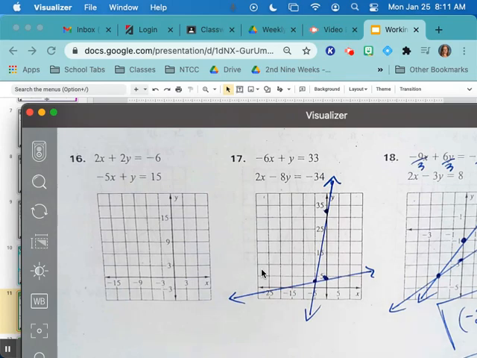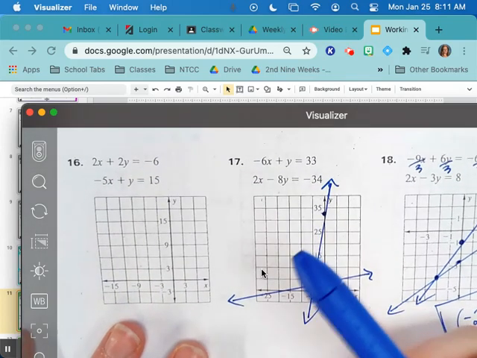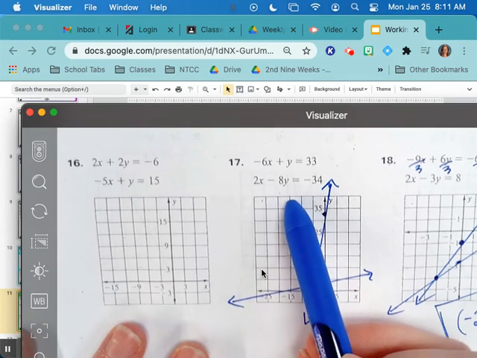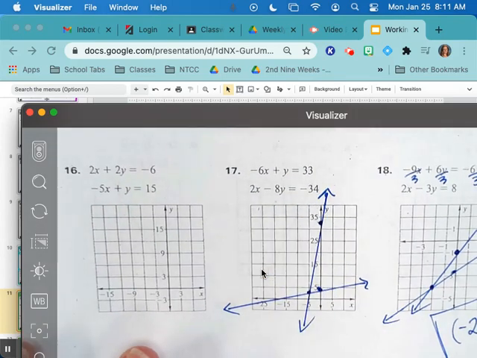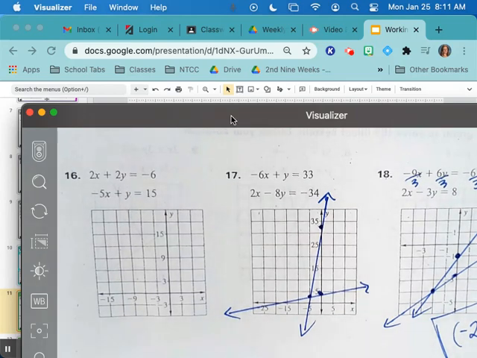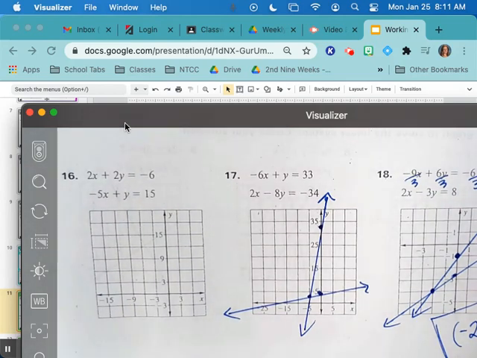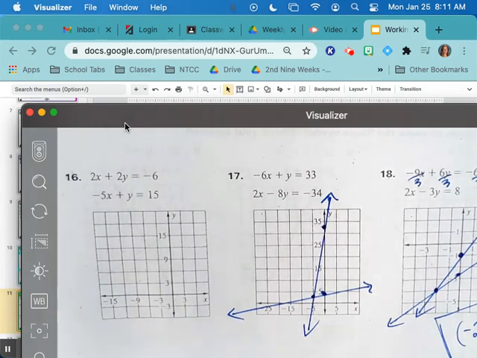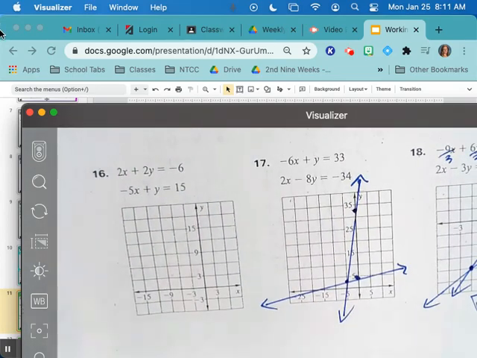So we are going to learn 3 different methods for solving systems that are written in different forms, where they're not both in y equals form. So we have substitution and elimination that we are going to do this week. So I'm going to show you what that looks like. So we will need our composition book because we're going to be writing things down.